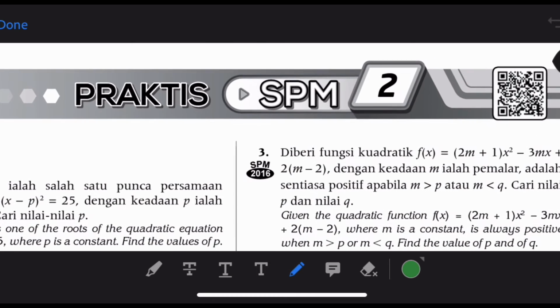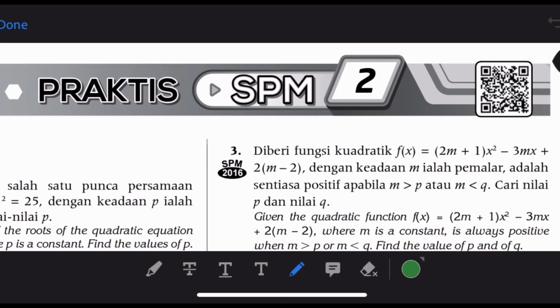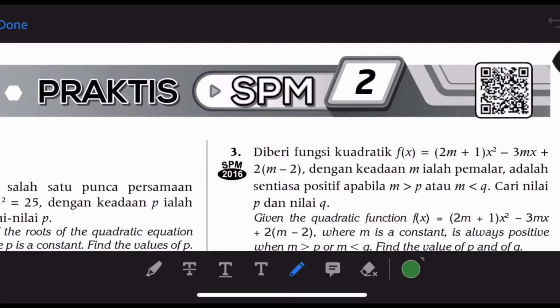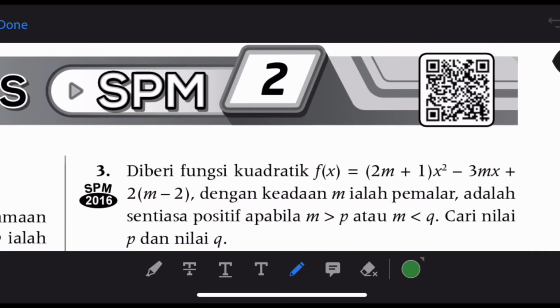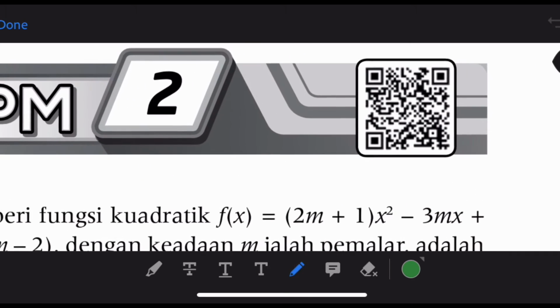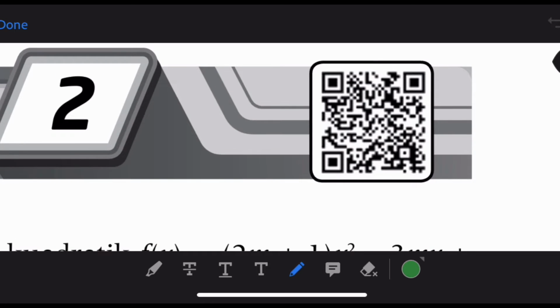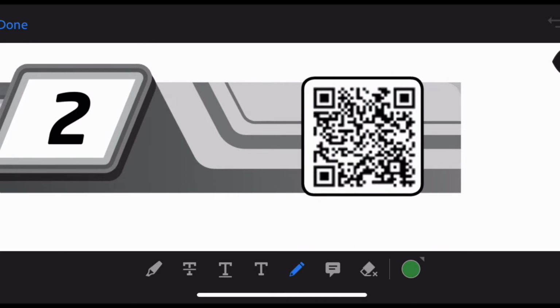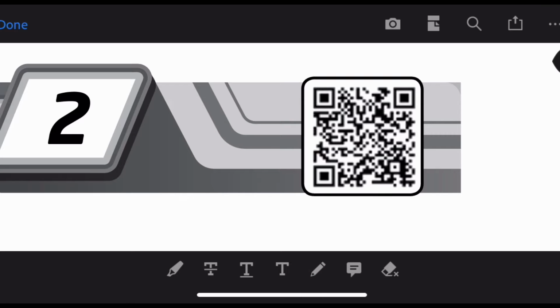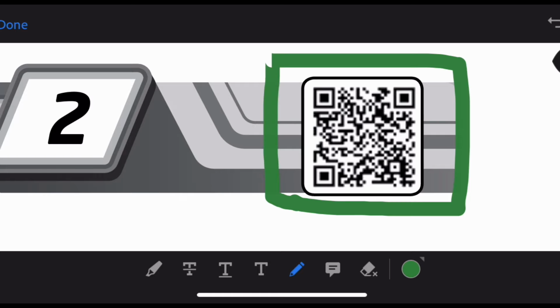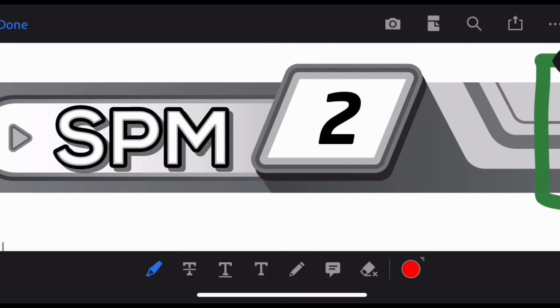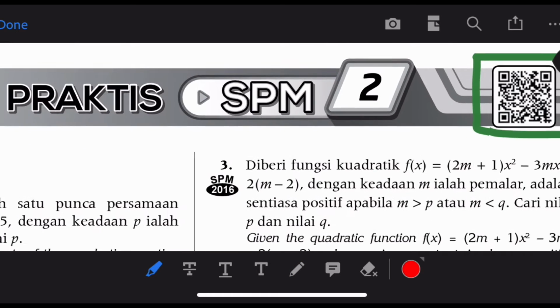So this is practice SPM 2 for you to prepare for your mid-year exam, or maybe your final exam, or maybe your trial exam coming soon. So please scan the barcode here so that you can print it out and then practice with me. Okay, have you scanned?